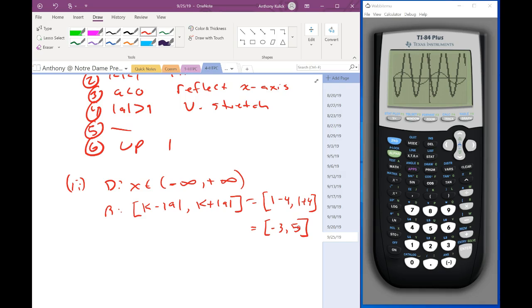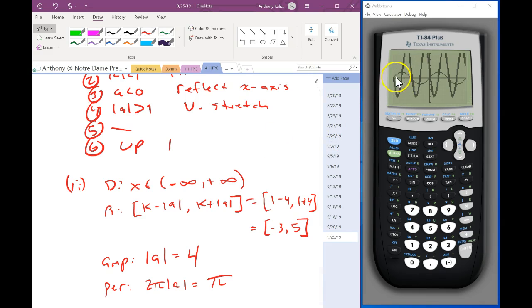Okay. How about the amplitude? That's the absolute value of a, so that's just 4. The period, what's that going to be? 2 pi divided by the absolute value of c. The absolute value of c was 1/2, so it's just pi.